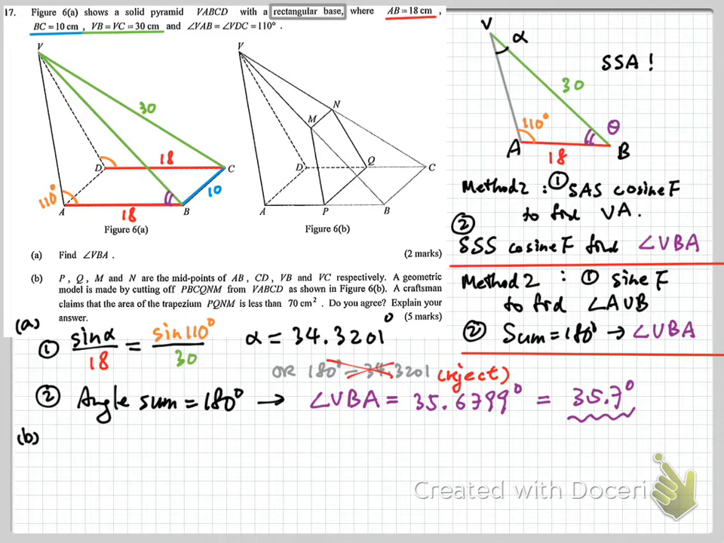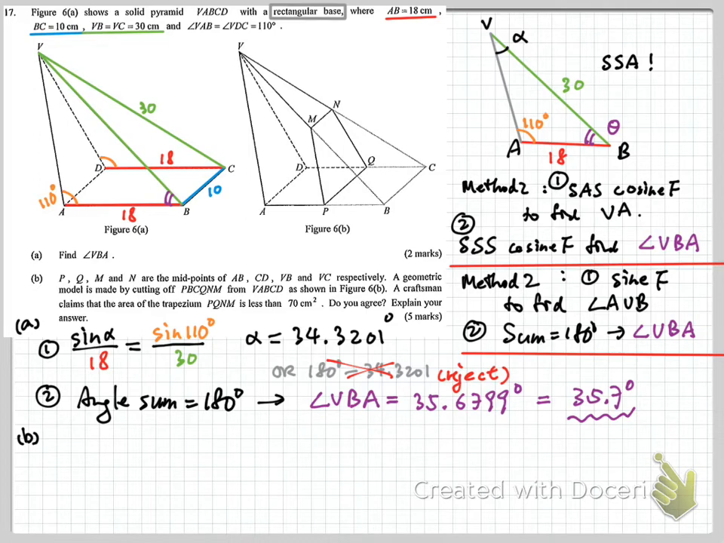There are two methods in an SSA triangle. You can use the cosine formula to get VA, and then use the SSS cosine formula to get theta. Or you can use the sine formula to get alpha, and then use the angle sum of a triangle to get theta as well. If you don't know how to do that, you can go back to the SSA video to revise these two methods. Alright, what's next?